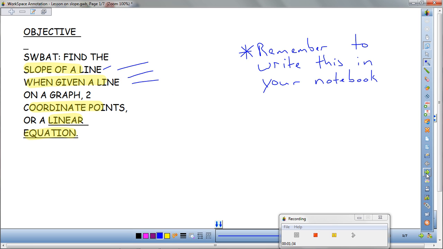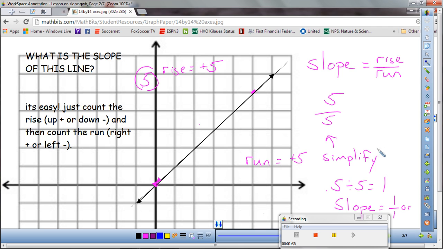Okay. As we go on from the objective, you see here, I actually have a piece of graph paper. I didn't draw this up in the program with the Interwrite tablet. I just went to mathbits.com, grabbed a page of graph paper, captured an image, and I've written directly on that page.